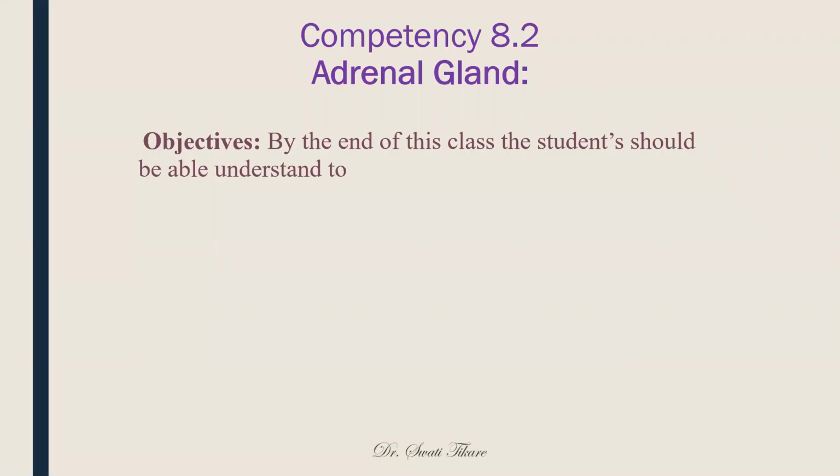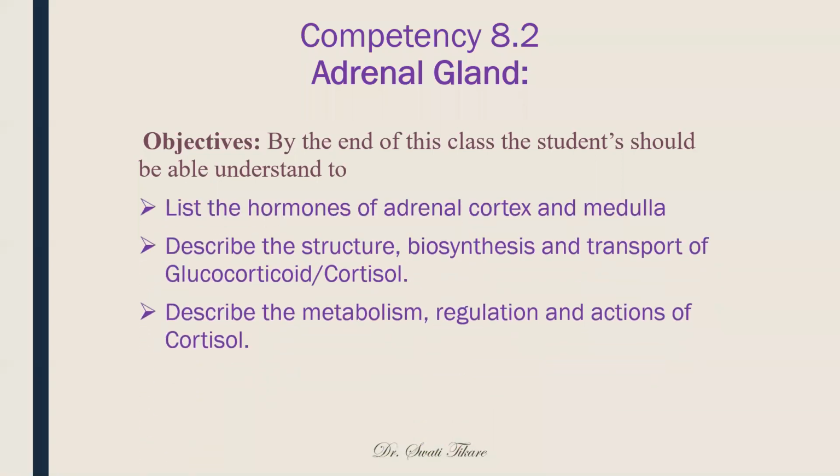Competency is 8.2 under adrenal gland. The objectives: by the end of this class, the student should be able to understand, list the hormones of adrenal cortex and medulla. Describe the structure, biosynthesis, and transport of glucocorticoid or cortisol, as we say. Describe the metabolism, regulation, and actions of cortisol. So, this is our objective.